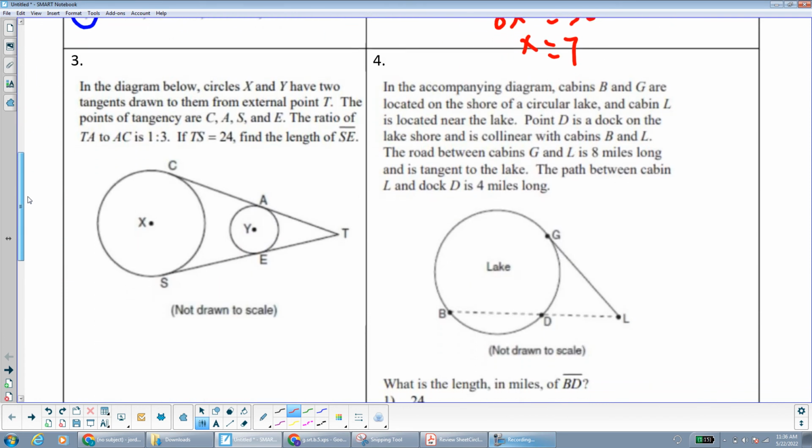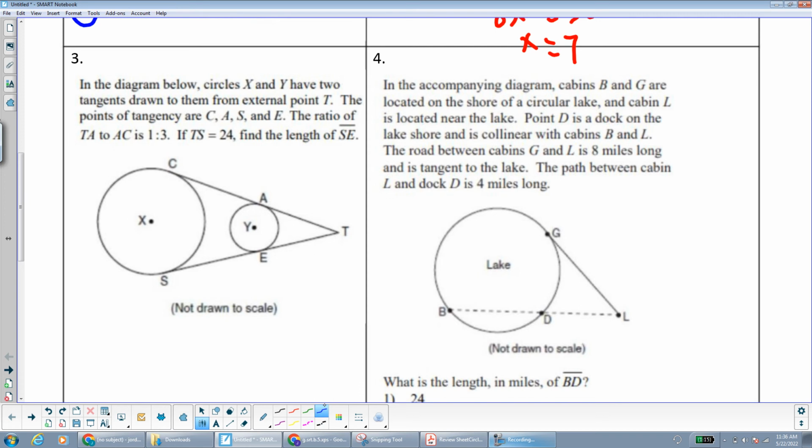Question 3 is very similar to 2. Once again, we have tangents to the two circles here that are drawn. And we know the ratio from TA to AC is 1 to 3. So I can represent TA as 1x, or just x for short. And I can represent AC as 3x, because that's the 3 parts of the ratio. We are told that the whole line segment TS is 24. And we need to find the length of SE. So we need to find the length of the purple part.